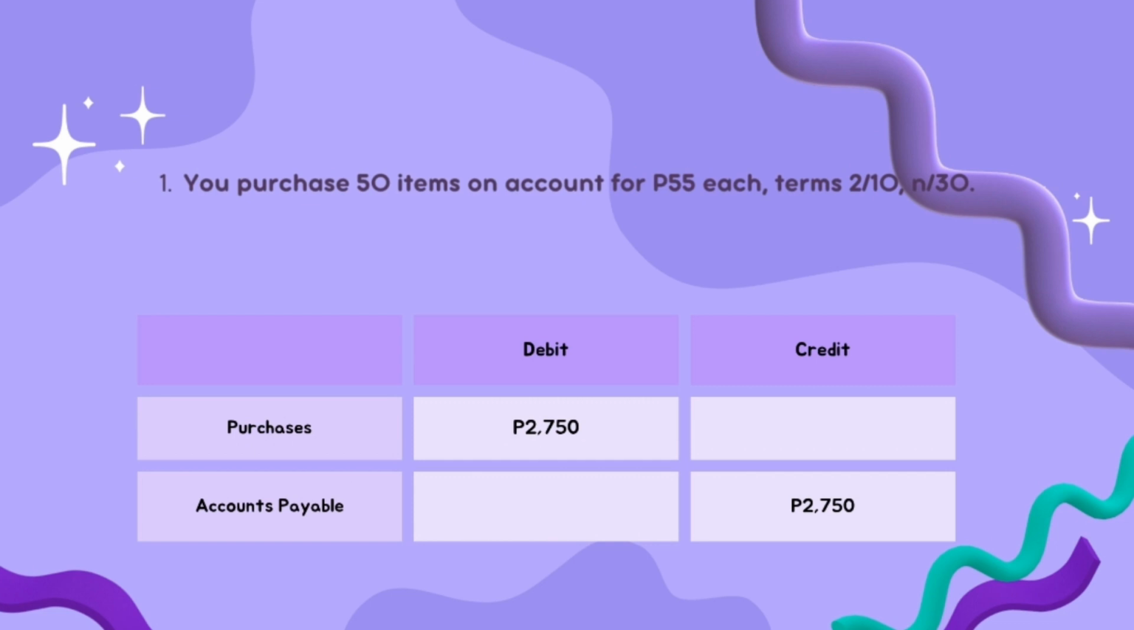Yung accounts title natin is purchases and accounts payable. Debit yung purchases kasi asset na siya and credit naman yung accounts payable kasi need siya bayaran. Paano naging 2,750? So, imumultiply lang yung presyo sa kung ilan yung biniling items. So, 55 times 50 is equals to 2,750.